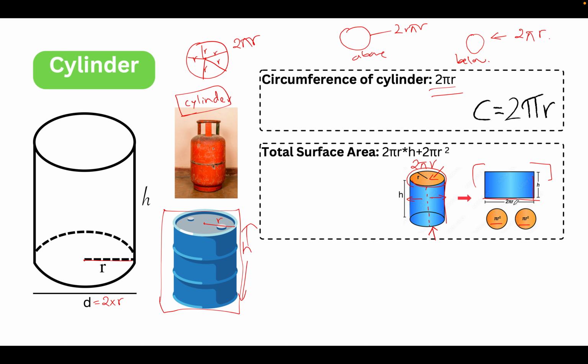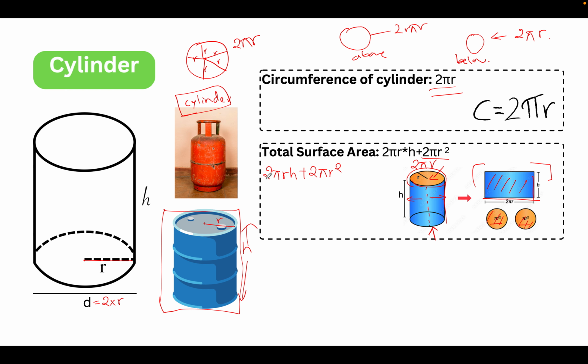To find the total surface area, we need to add the area of this surface plus this surface. The area of the two circles is pi r square and pi r square, so adding, we get 2 pi r square. The area of the rectangle is length into breadth, so 2 pi r into h. So the total surface area of a cylinder is 2 pi r h plus 2 pi r square. This is the total surface area of a cylinder.